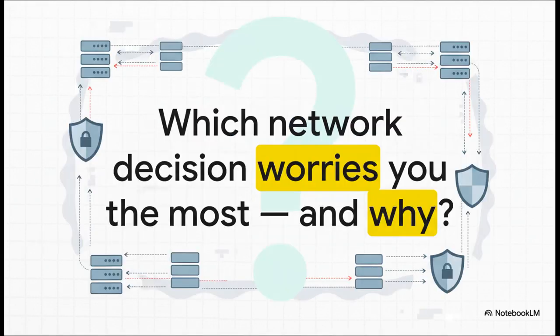So as we wrap up, I want to leave you with a question to take back to your team. Based on what we've just discussed, what's the one network decision or implicit trust assumption in your organization that now worries you the most? And the really important part is, what are you going to do about it?